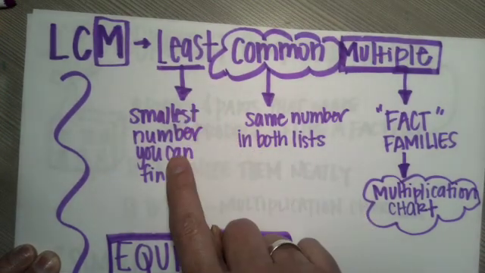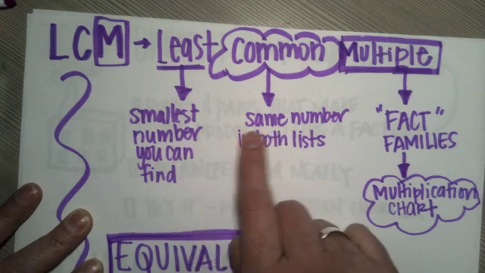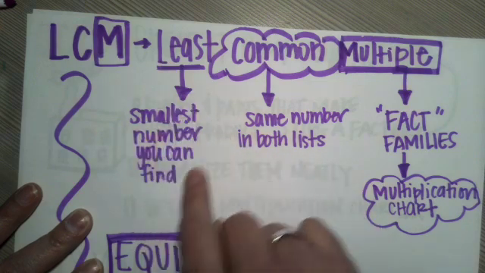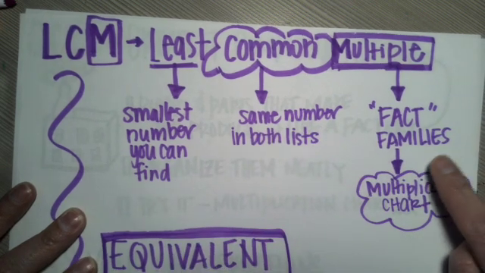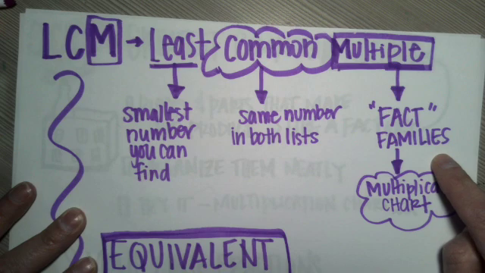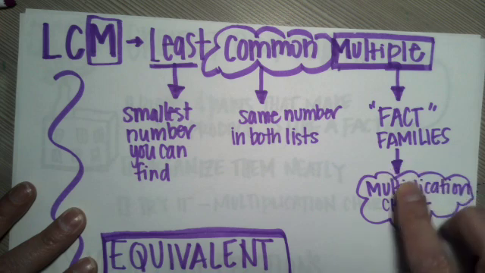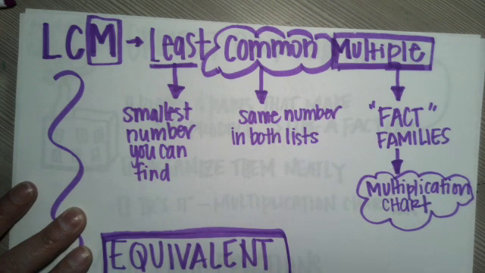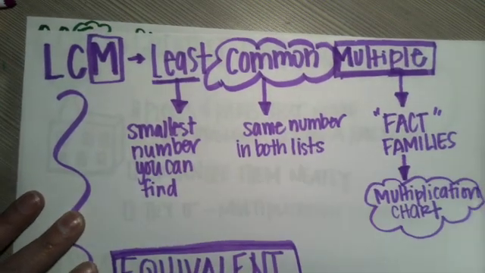Remember, least common multiple is the smallest number you can find. Even though it's the same number in both lists, it has to be the smallest set because sometimes you'll have more than one pair. And it's fact families, so it's the product that you're looking at. So if it was the fact family of the 3 fact family, it would be 3, 6, 9, 12, so on and so forth. Think of your multiplication chart and you just read down that row. That's where that multiplication chart comes in handy. So that's pretty much it.